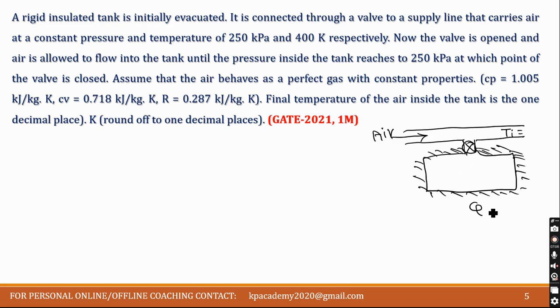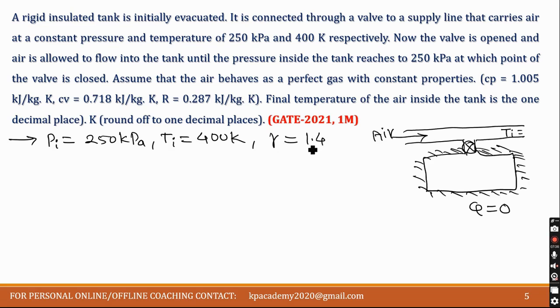Now there is no heat transfer, that's why we can say the heat transfer is 0. So Q is equal to 0. Now what is given in the numerical? Pi is given, the initial condition, Pi is 250 kilopascal. Ti, that is the initial temperature, is 400 Kelvin. As it is air, we can have the gamma value also 1.4, that we know.